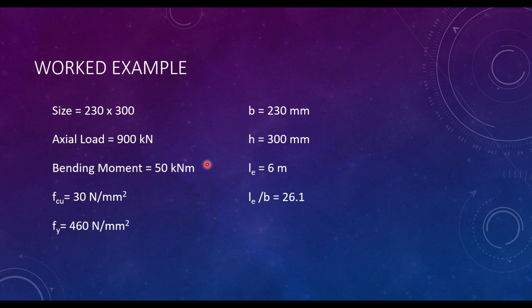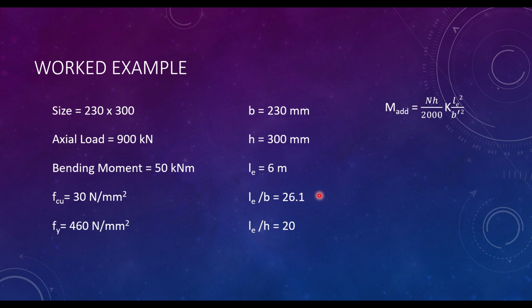Then we can now calculate our slenderness ratio based on the shorter side, LE over B, 26.1, and LE over H, which is 20. From this, to calculate our M add, because this is a slender column, we've already established that this is a slender column because 20.1 is greater than 15 if the column is braced or even if the column is unbraced. So we can now calculate our M add.